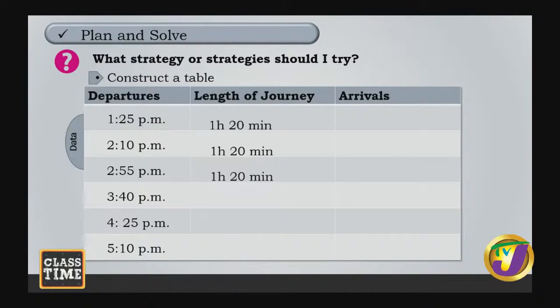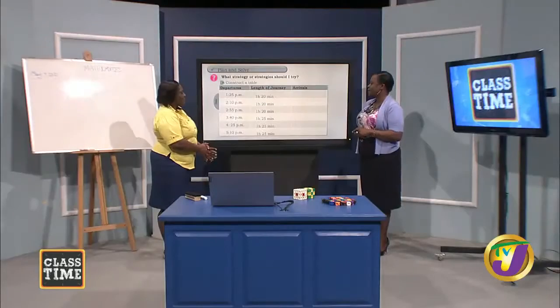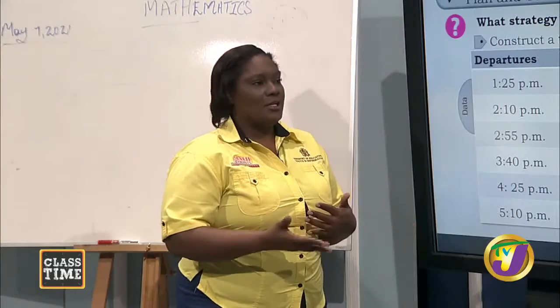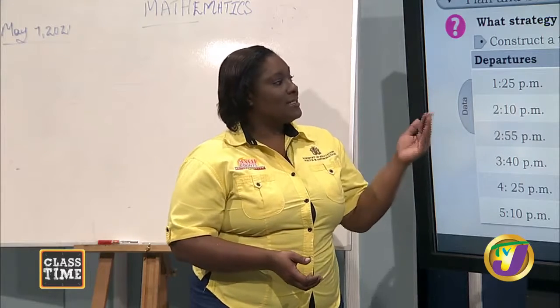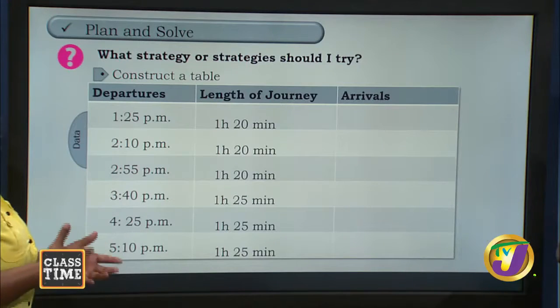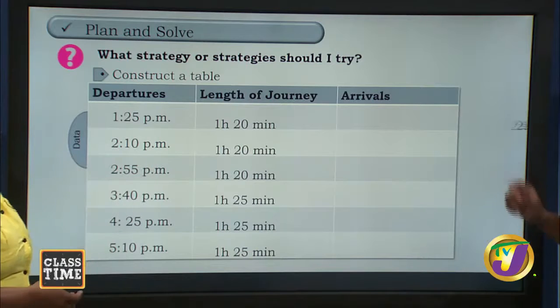Now, we have this task of seeing at what time the bus that leaves at 1:25 would arrive in Morant Bay, at what time the bus at 2:10 p.m. would arrive in Morant Bay. And we do that until we see which is closest to 6 p.m. Now, this would be basic calculation based on where we're at now. In order to find out the time that it will arrive, we just go ahead and do our addition.